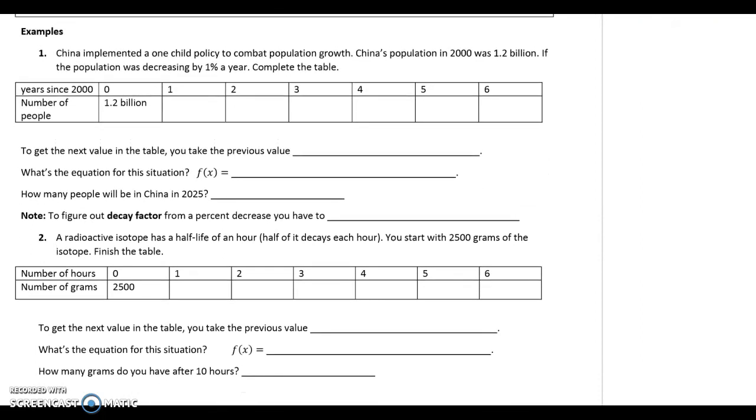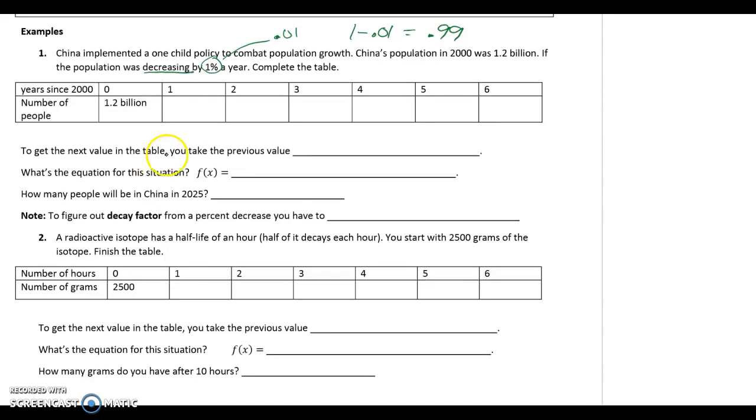China implemented a one-child policy to combat population growth. China's population in 2000 was 1.2 billion people. So you can see years since 2000 is 0, and 1.2 billion people is our starting value. The population was decreasing by 1% a year. So think about that: 1% is 0.01. If it's decreasing, we have to subtract that from 1 to get 0.99. That is our decay rate.